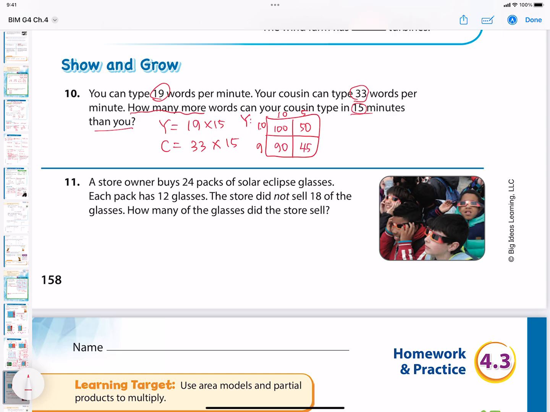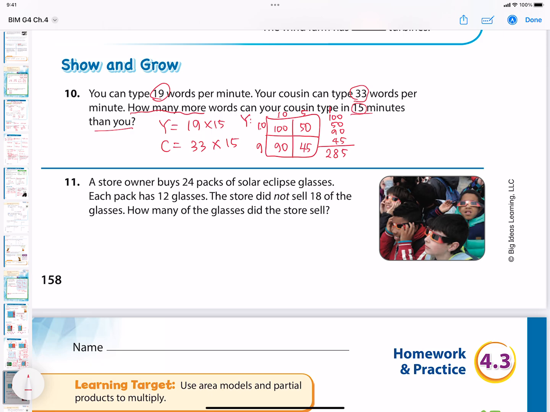Let's add them all together now. 100, 50, 90, 45: 5, and then 5 plus 9 is 14, 14 plus 4 is 18. I'm going to carry one more up. It's going to be 285 words you can type in 15 minutes.